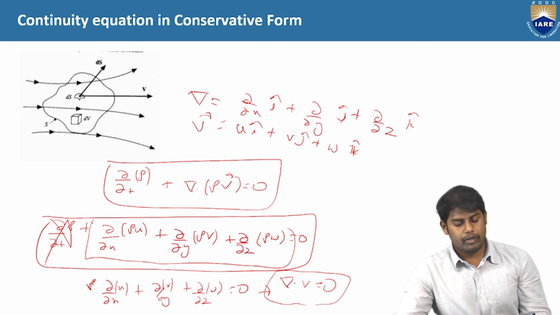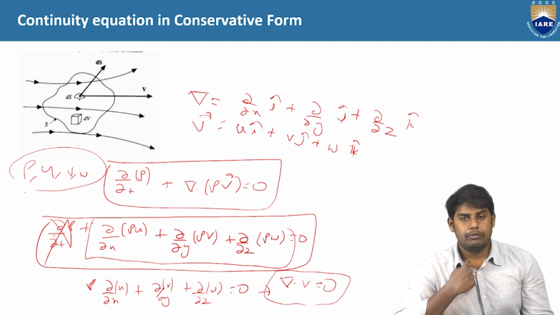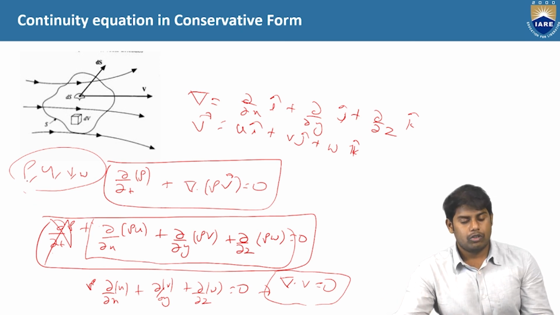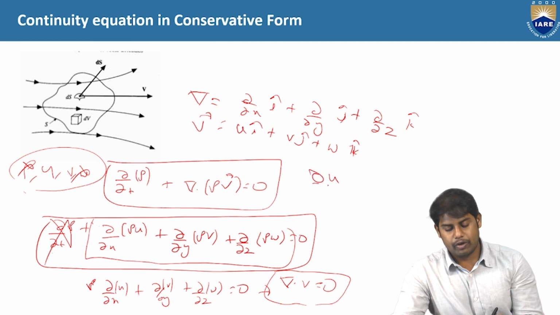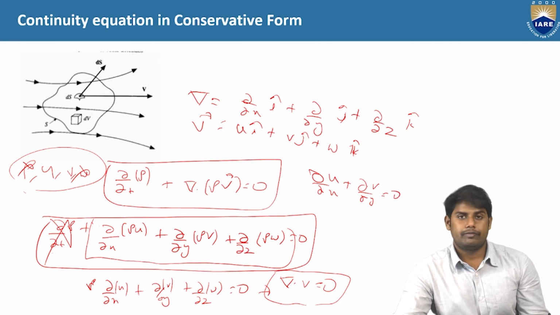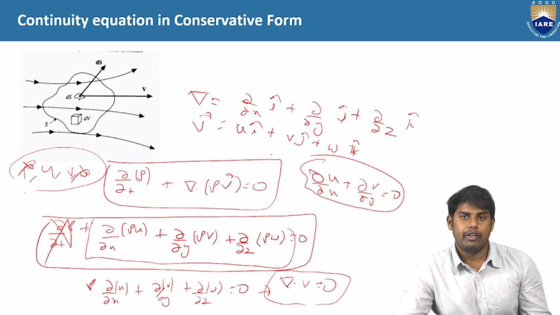In this equation you have 4 variables: the density, the u velocity, the v velocity, and the w velocity. Depending on the assumptions, your variable count will decrease. Let's say if it is incompressible, the density will go off. If it is 2D, then w will go off. The remaining is dou u by dou x plus dou v by dou y is equal to 0. So this is the 2D continuity equation which we have.